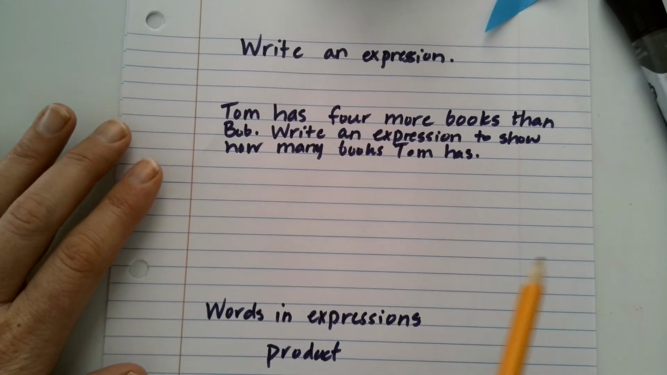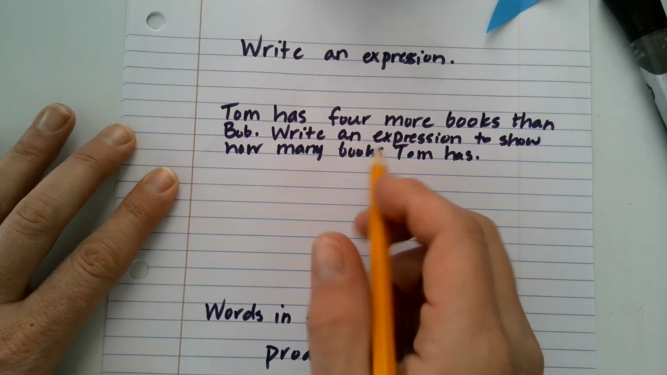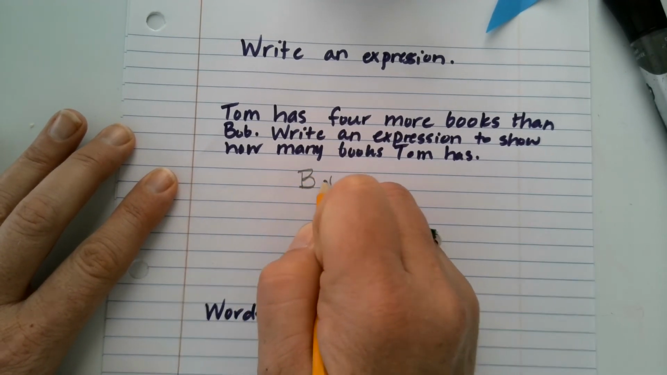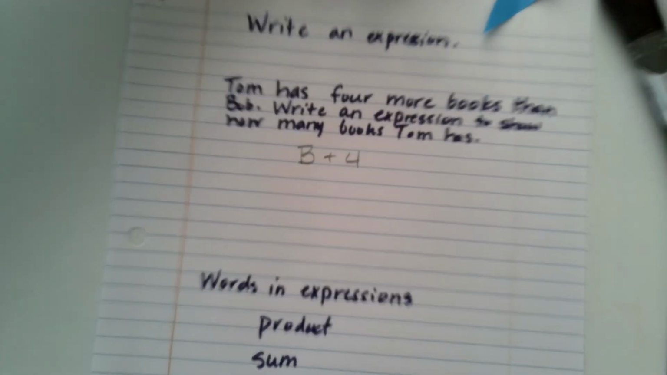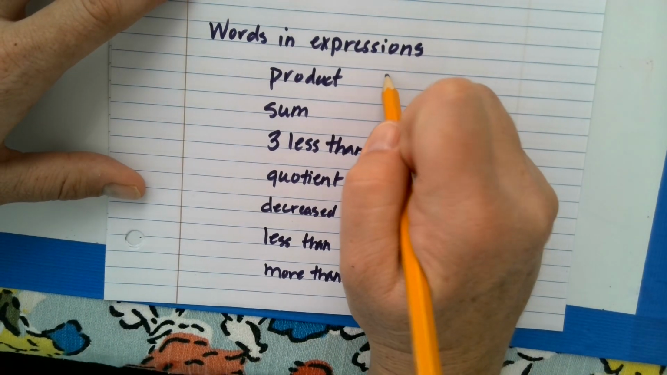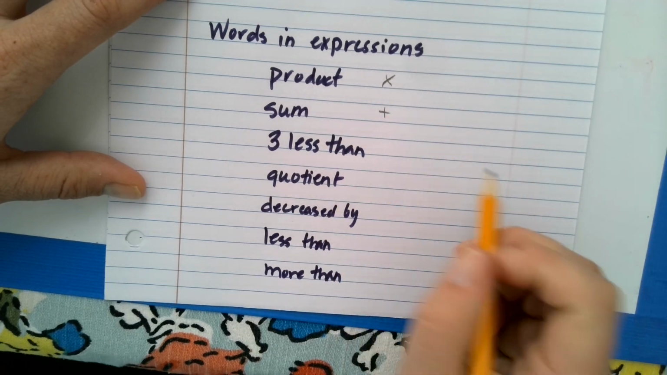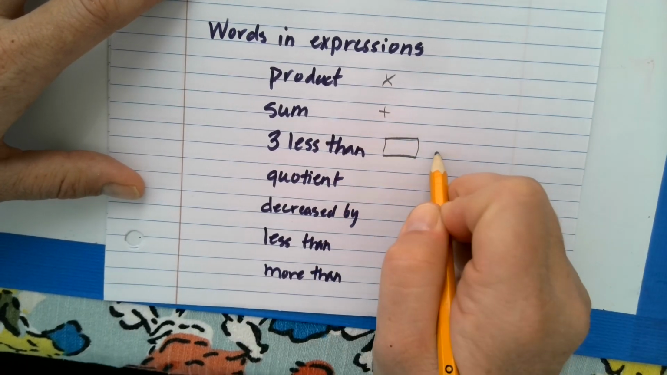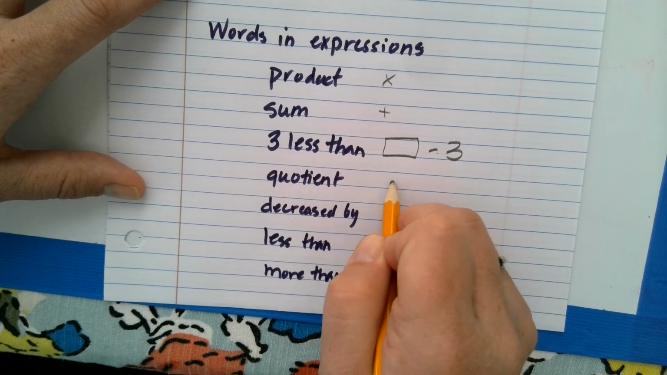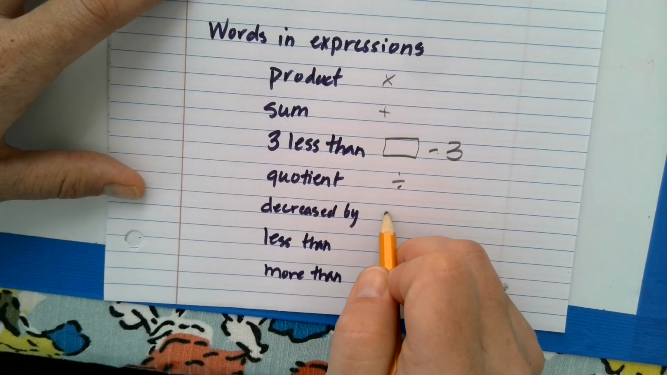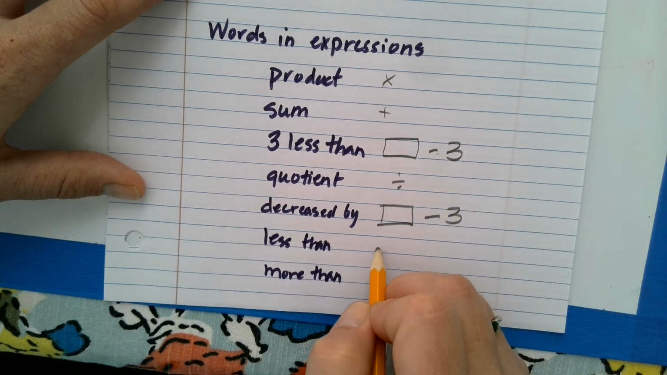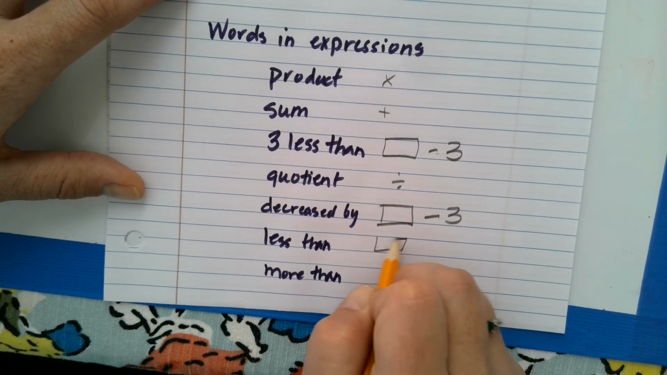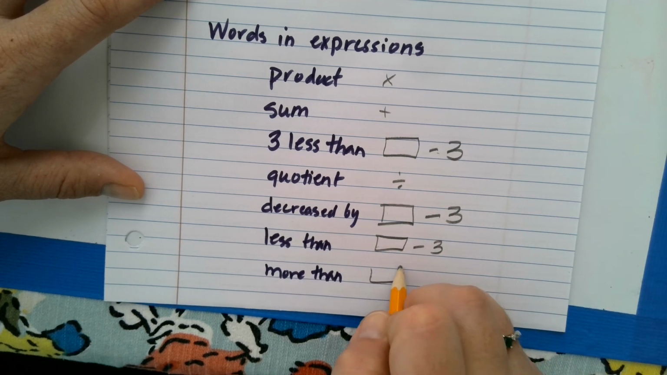Now we have to write an expression. Tom has 4 more books than Bob. So we could say B plus 4 is how many books Tom has. Now, when you are looking at words and expressions, you are going to see words like product. That means multiply. Sum means add. 3 less than means you have something minus 3. The quotient means divide. Decreased by means you have something decreased by 3. Less than means you have something minus 3. More than means you have something plus 3.